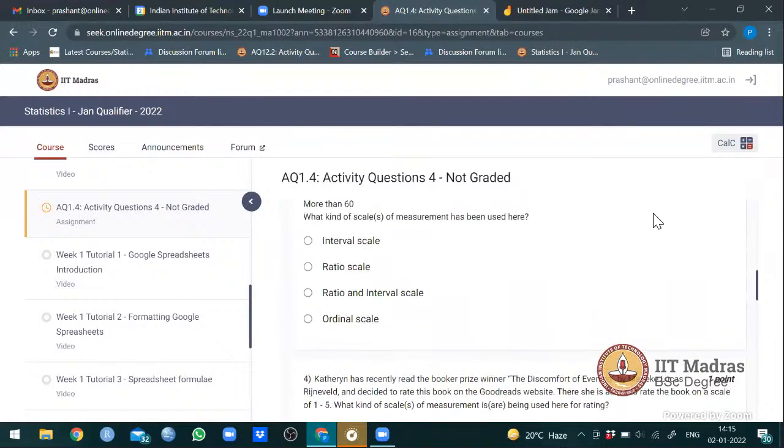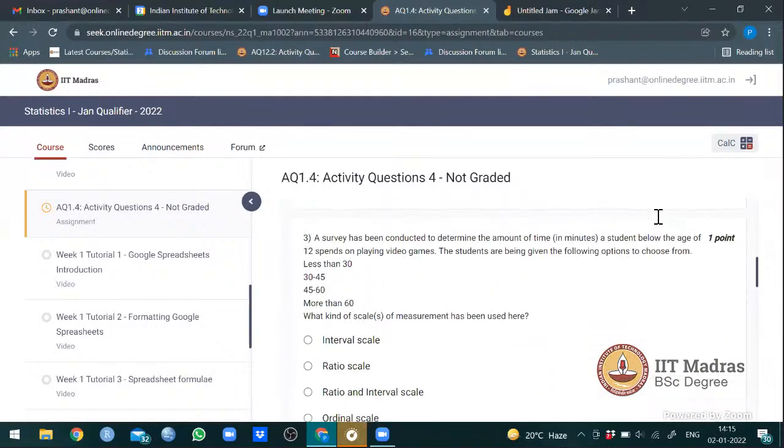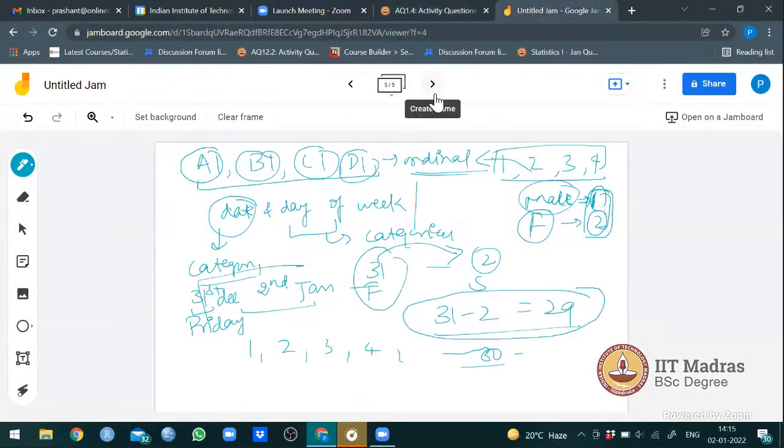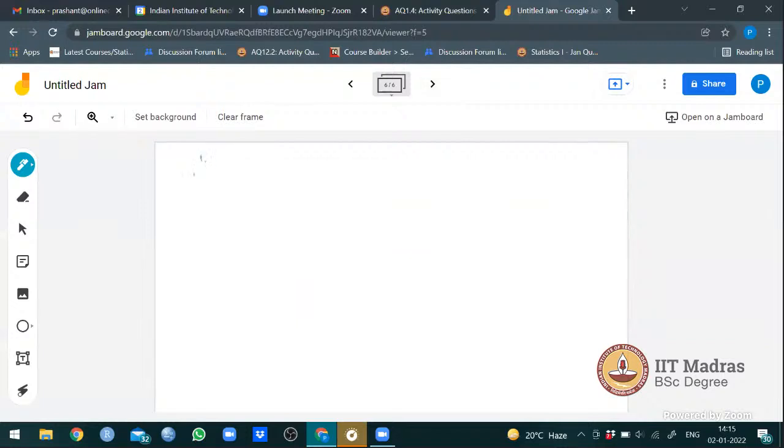Okay, question 3 is the first one. A survey has been conducted to determine the amount of time students below the age of 30 spend. I think the answer is ordinal, right? Yes. But why is it not interval? I'm explaining. What are your categories? Less than 30.